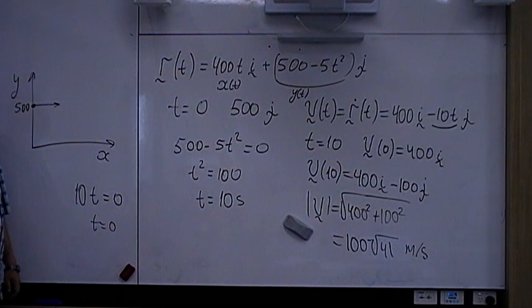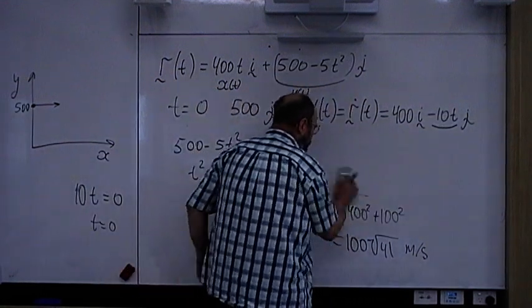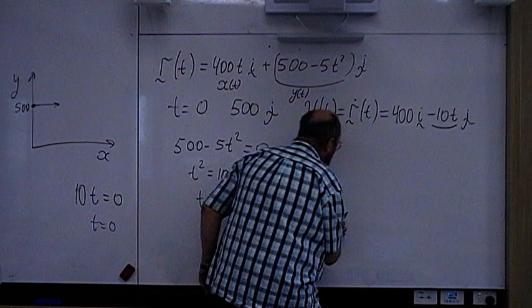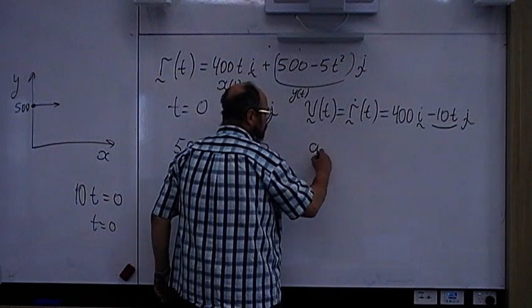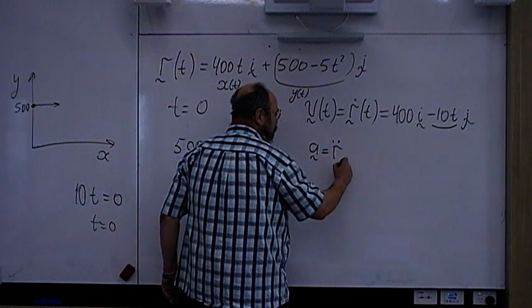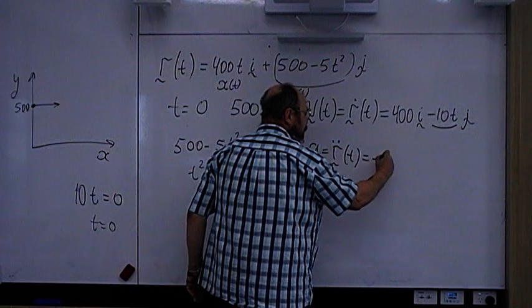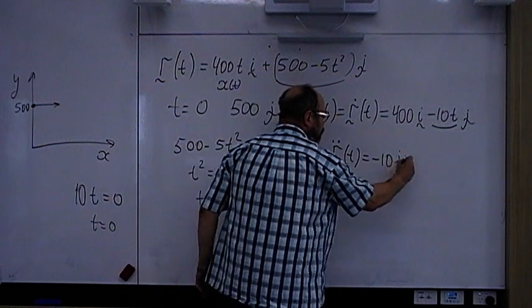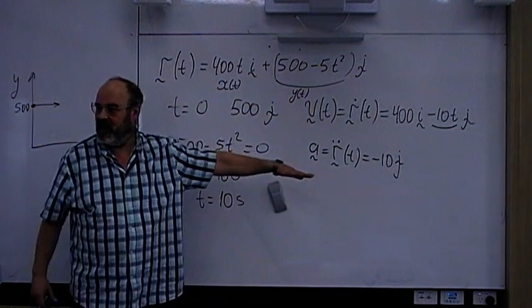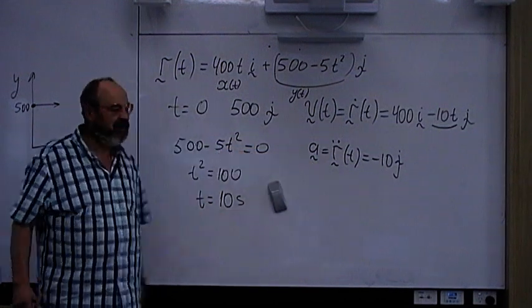And the last question: what is the acceleration? We derive again. We find the derivative of 400 and minus 10t j, and that will be the acceleration, which equals the second derivative of displacement, equal to negative 10j, which is pretty much negative g if you take g equals 10.